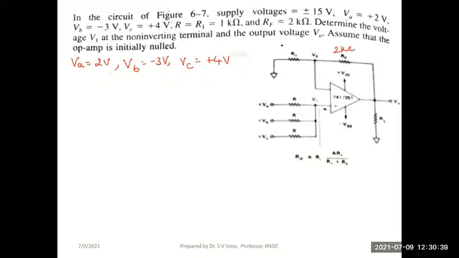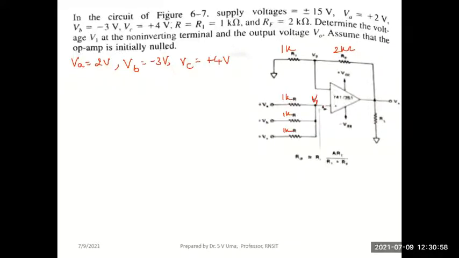This is 1K. Even all these resistors are 1K. You're supposed to find the voltage at the non-inverting terminal and the output voltage. So V1 is the voltage at the non-inverting terminal. Find that and find V0.